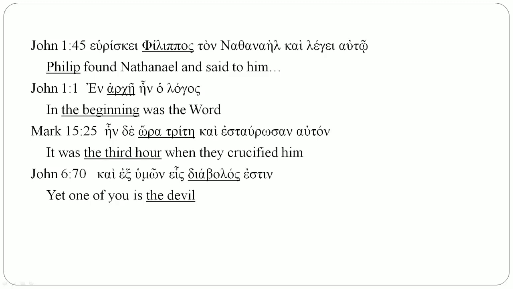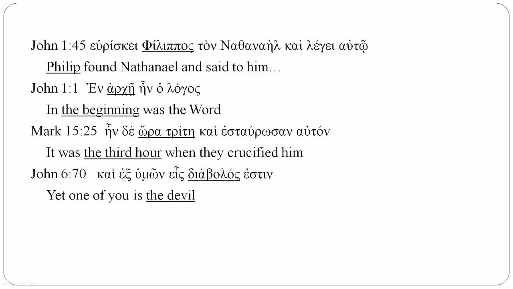Mark 15:25, ein de hora trite kai estaurosan auton. It was the third hour when they crucified him. Oftentimes with ordinal numbers, these counting numbers, first, second, third, you will end up with a definite article in English, even though there isn't one in Greek. It was the first, the second, the third. Then in John chapter 6, verse 70, kai ex humon eis, that's one, ho diabolos estin.